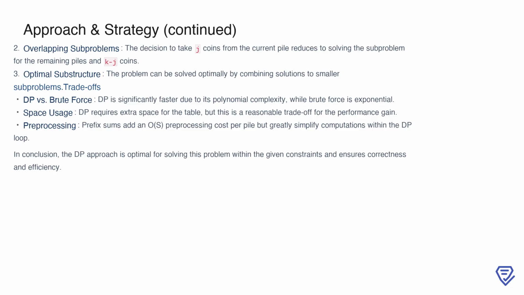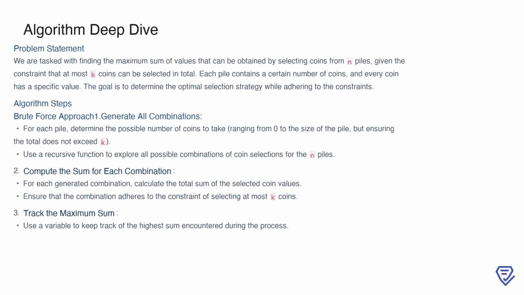To solve this problem, we need to determine the maximum sum of values that can be obtained by selecting coins from multiple piles, with the restriction that we can choose at most k coins in total. Each pile contains a specific number of coins, each with its own value, and we aim to identify the optimal selection strategy to maximize the sum while adhering to the constraints.